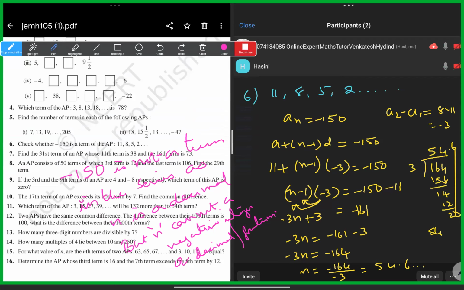So here 54.66 something came for n. So minus 150 will not be there in that series because we got a decimal value for n itself. Okay, sir. So shall we go to the next one? Okay, sir.